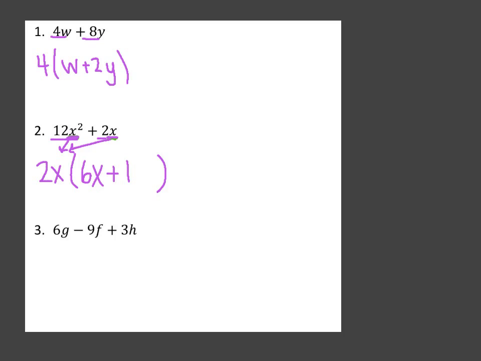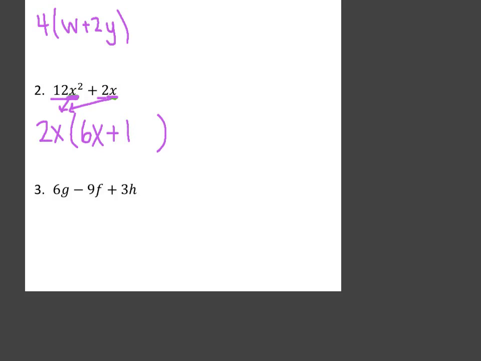Let's see if we can pick up the pace a little bit. Question number 3. We have 6g minus 9f plus 3h. This time I have 3 terms. So I have to figure out what can all 3 numbers be divided by. Well, that answer is 3. Now, if I look at my variables, each term had a different variable, g, f, and h. So I can't pull out any variables because they don't have any of the same letter in common.